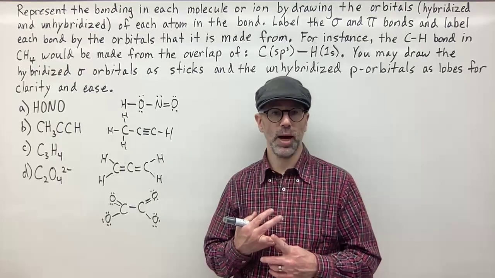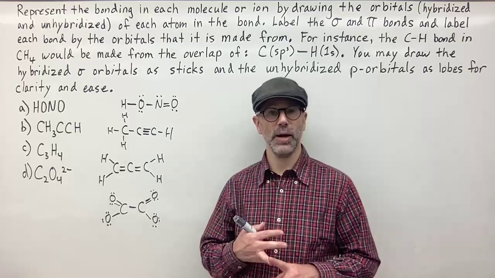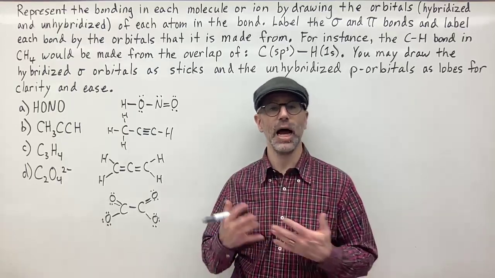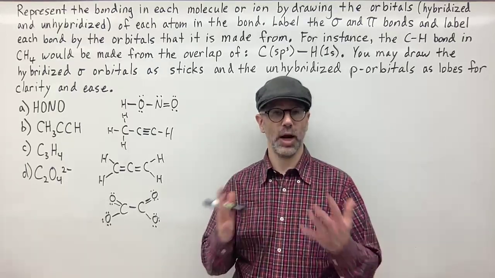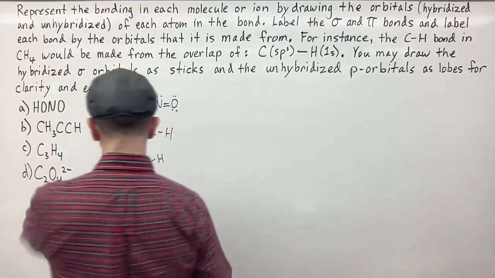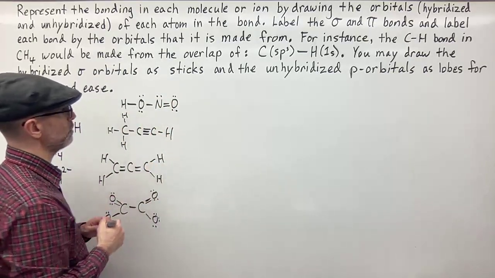If you've got a triple bond, then you've got 1 sigma and 2 pi bonds. And the 2 pi bonds, or the pi bonds in general, are due to the overlap of unhybridized p orbitals, which is what I'm going to be showing in the drawing. So let's go ahead and get started. So here's my Lewis dot structure for this molecule.